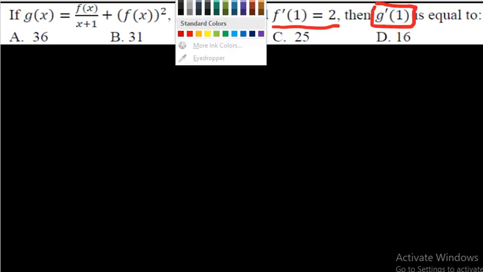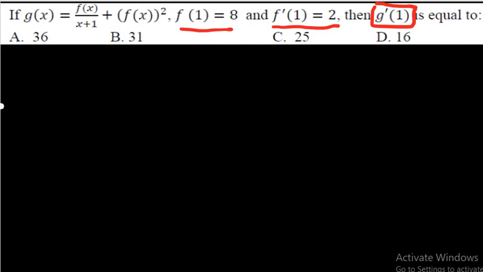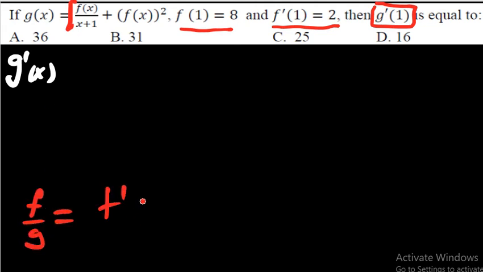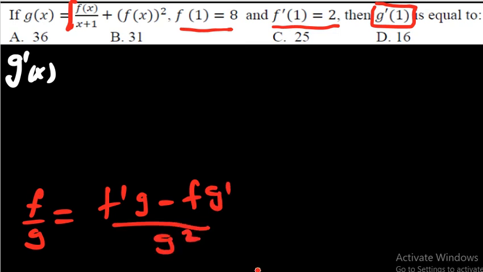So first of all, we need to derive g and see the outcome. So g derivative of x means, first of all, as you see here, it's a quotient function. If you have f over g, a quotient function, the derivative will be f derivative times g minus f times g derivative, over g squared. That is the rule, or the formula, the quotient rule. So I'm going to apply that formula here.